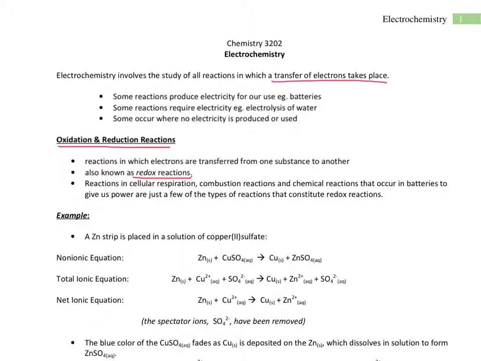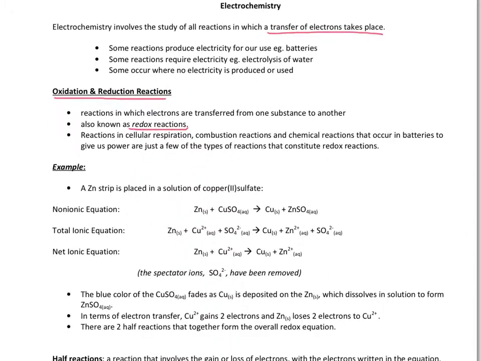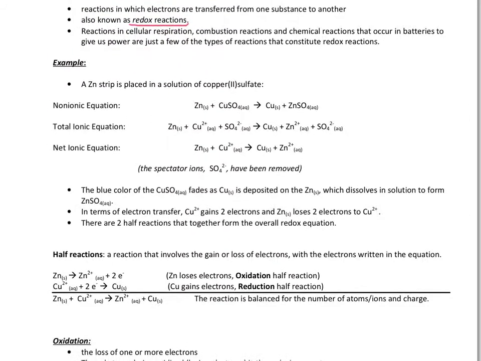Reactions in cellular respiration, combustion reactions, and chemical reactions that occur in batteries to give us power are just a few of the types of reactions that constitute redox reactions. Let's look at an example. A zinc strip is placed in a solution of copper 2 sulfate.